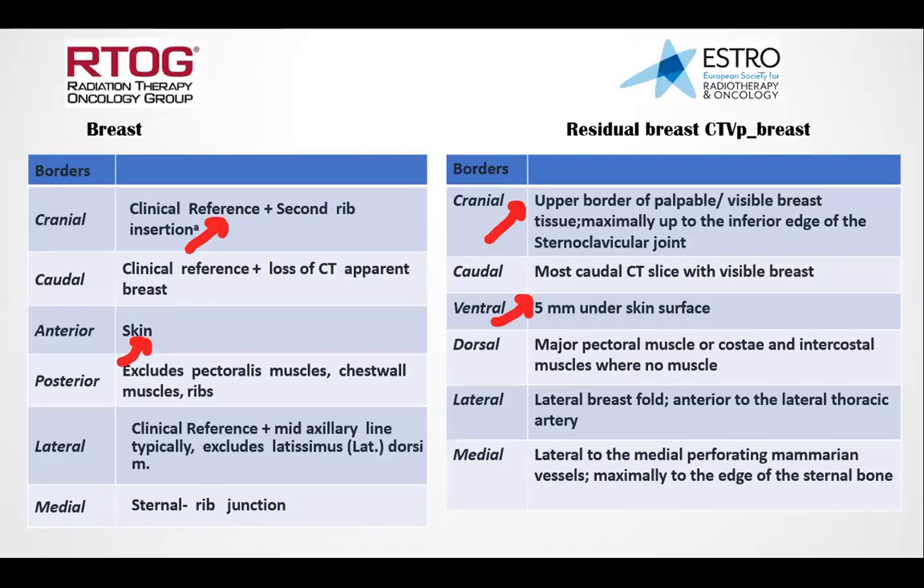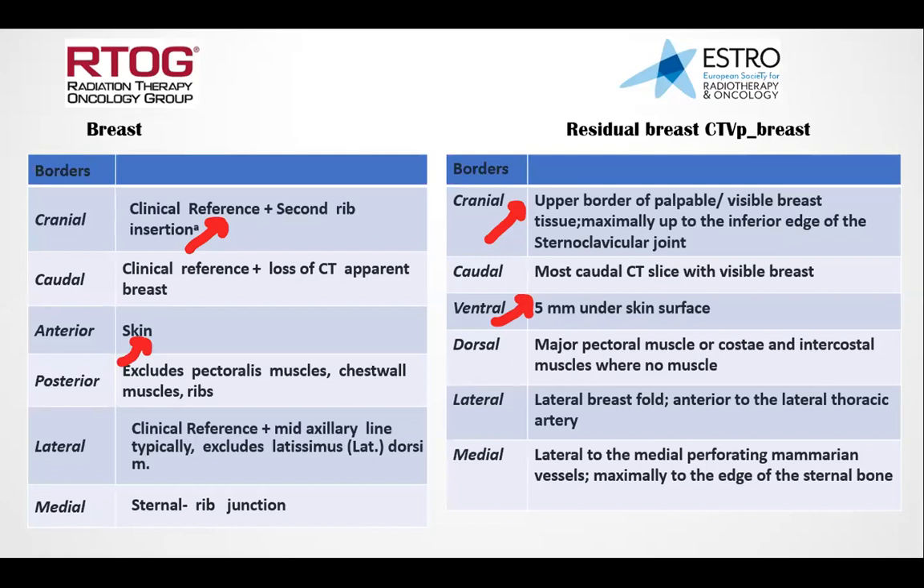So coming to the breast CTV, there is a small difference in the nomenclature between the two guidelines. Here the ESTRO guidelines call this CTV the residual breast CTV. So now we will compare both the borders in the RTOG and the ESTRO groups.